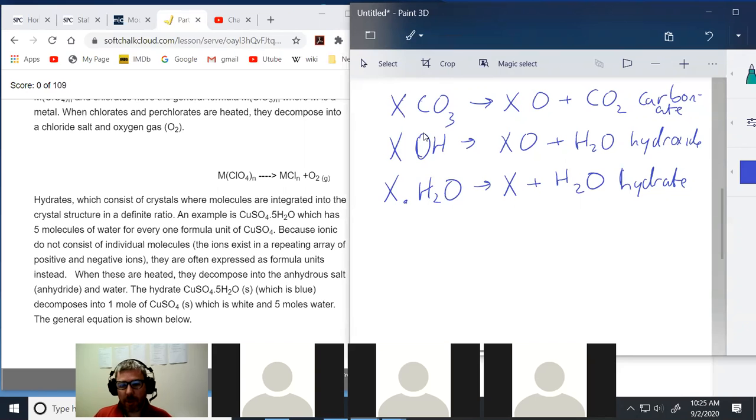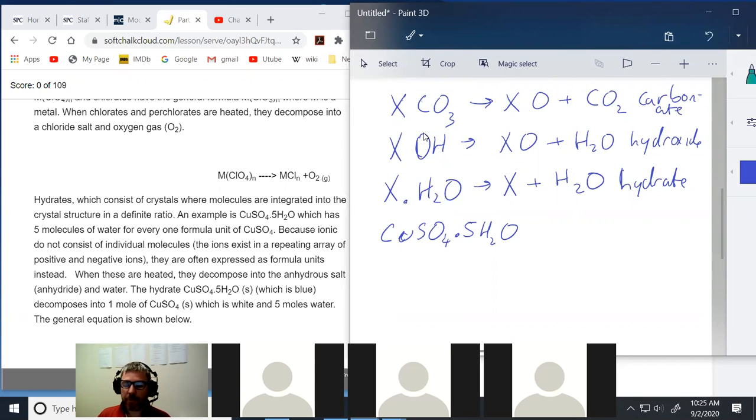So what does the dot in front of X resemble? Well, I'll do the hydrate first. Here's an example of a hydrate. CuSO4.5H2O. This is copper sulfate pentahydrate. The dot represents that there's 5 waters of crystallization, which means there's 5 molecules of water surrounding each copper sulfate molecule. This produces that nice blue compound that you've all seen.